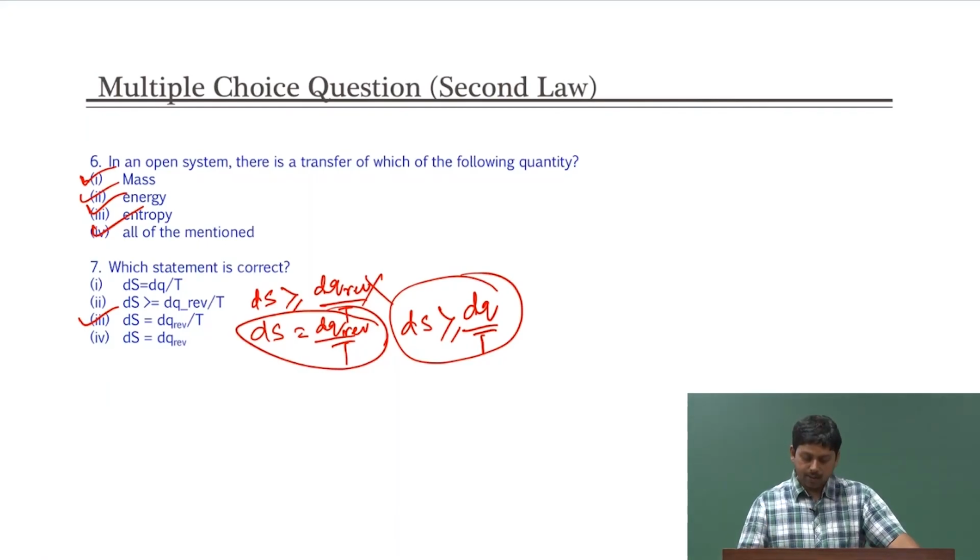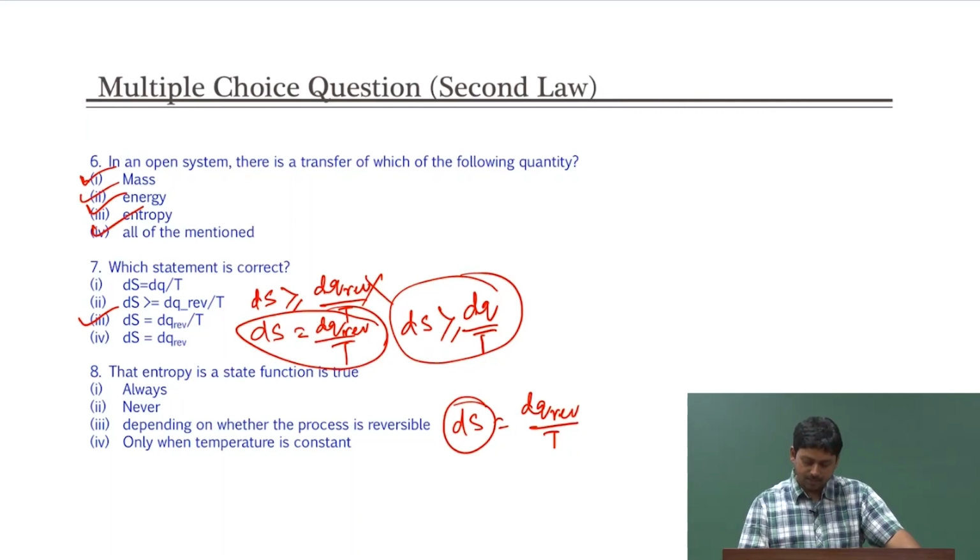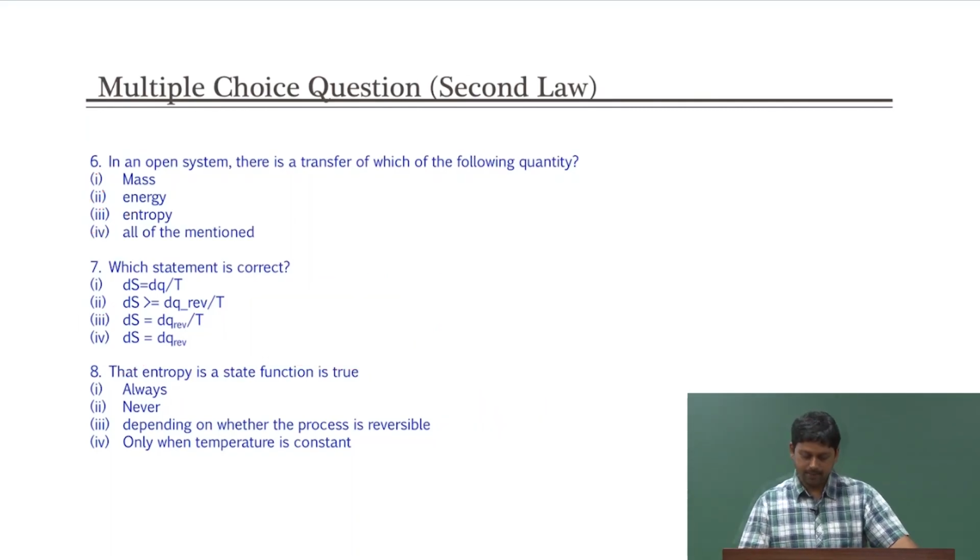So, if you do not pay attention, there might be mistakes in this kind of questions, as I was just about to make. The entropy is a state function is true, is it always? Never, depending on whether the process is reversible or not, only when the temperature is constant. Since we talk about entropy, ds is dq reversible by t, and there is only one reversible path, therefore, entropy is always a state function, and option 1 is right.